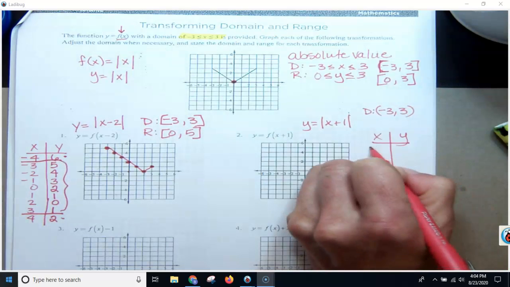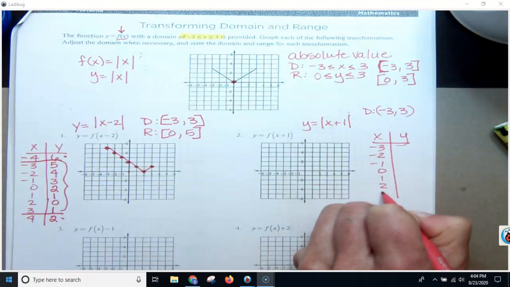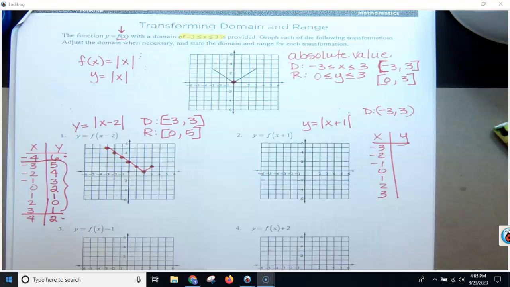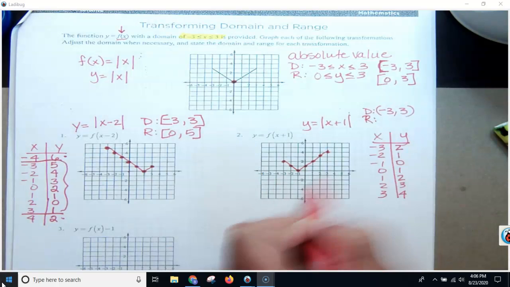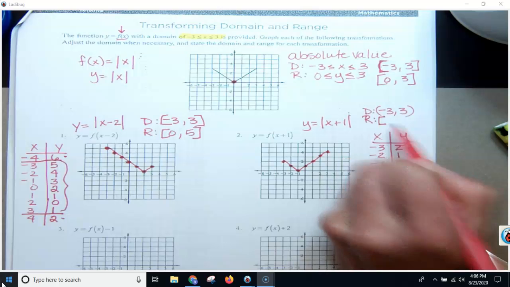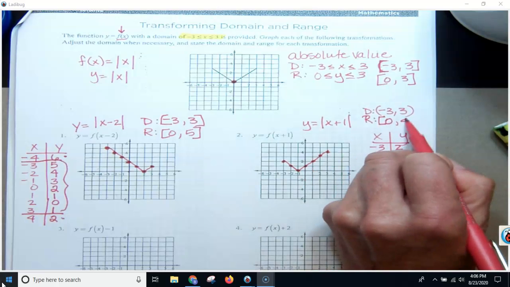So just go from -3 to +3 and figure out what your y is and graph it. Stop the video now. So hopefully you got this table, and now you've got a frontward check mark. And so my range is going to be from bottom, starting at 0, to top, which would include 4.